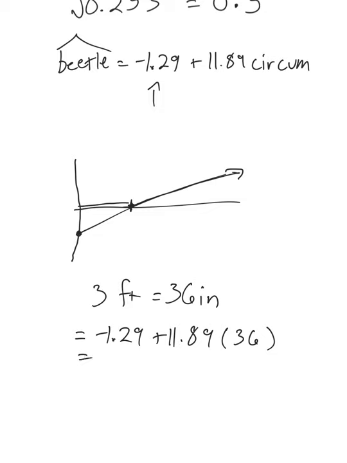So in an infested tree that is 3 feet wide, we'd expect to see 426.75 beetles, or 427 beetles in that tree.